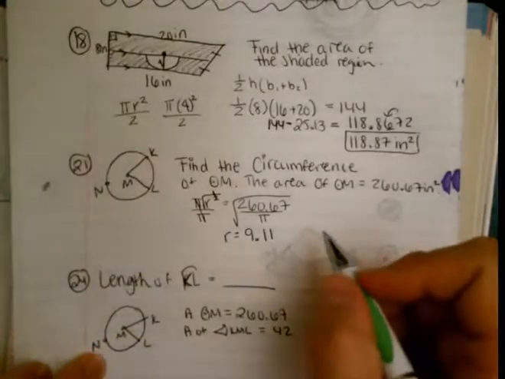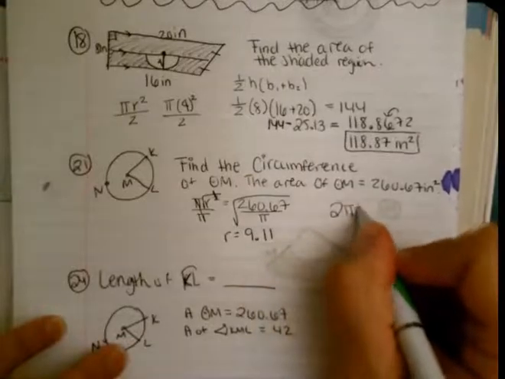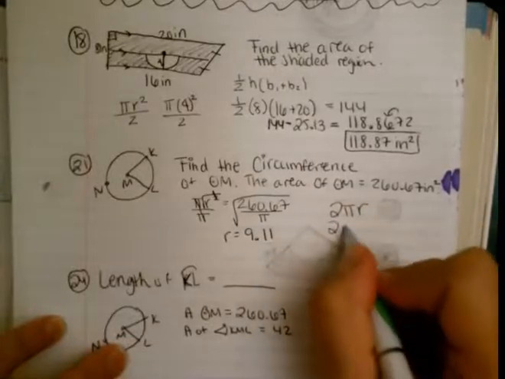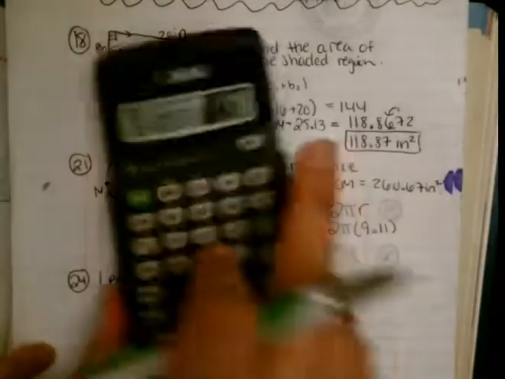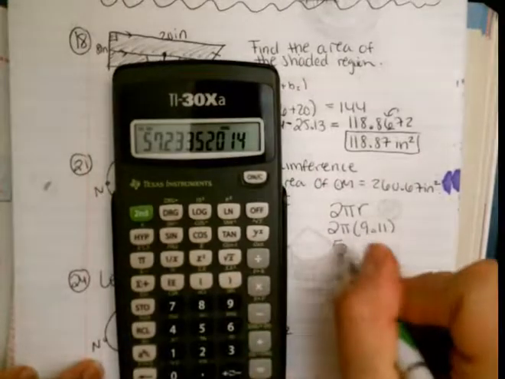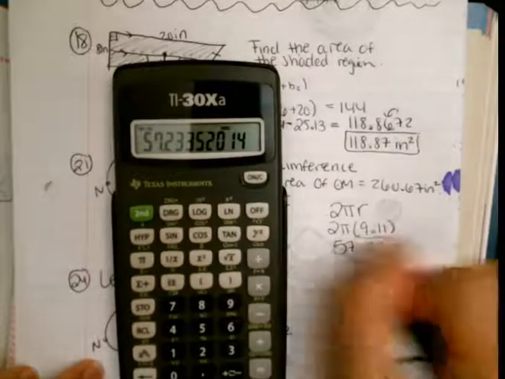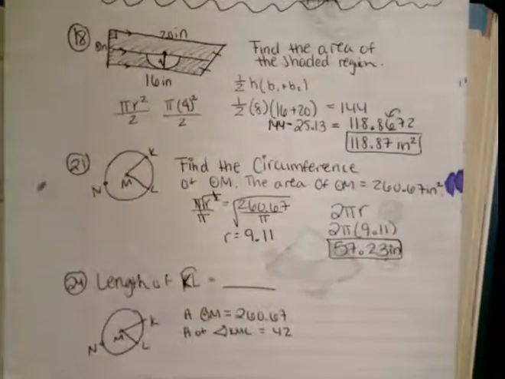I'm going to leave this number in my calculator. So what is the circumference? The circumference of a circle is 2 pi r. So 2 times pi times the radius that I have stored in my calculator, and I get 57.23. And this is in inches. 57.23 inches for number 21.